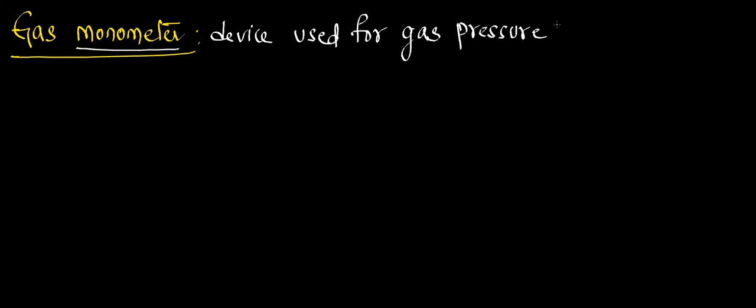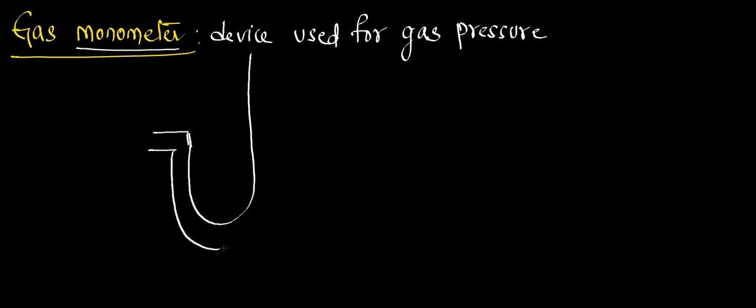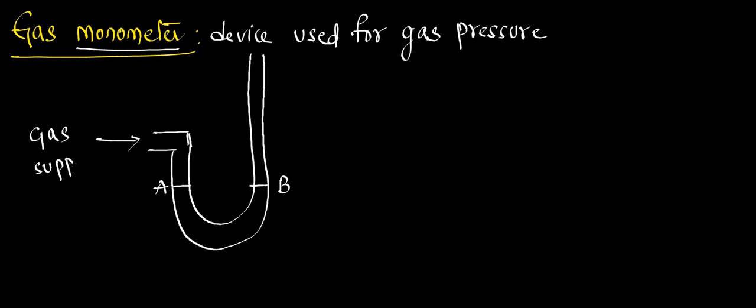So how do we do this? This gas manometer will have a U-shaped tube like this. It will have two points. This is B point, this is A point. First, one side we will connect to the gas supply. That means whichever gas you want to measure the pressure of, oxygen or hydrogen, we will connect to that cylinder. And the other side is open to atmosphere.